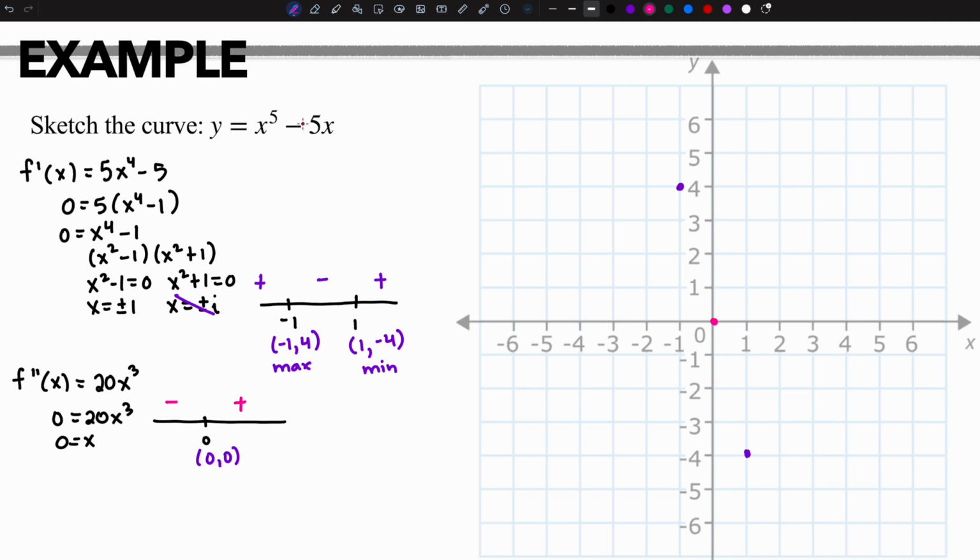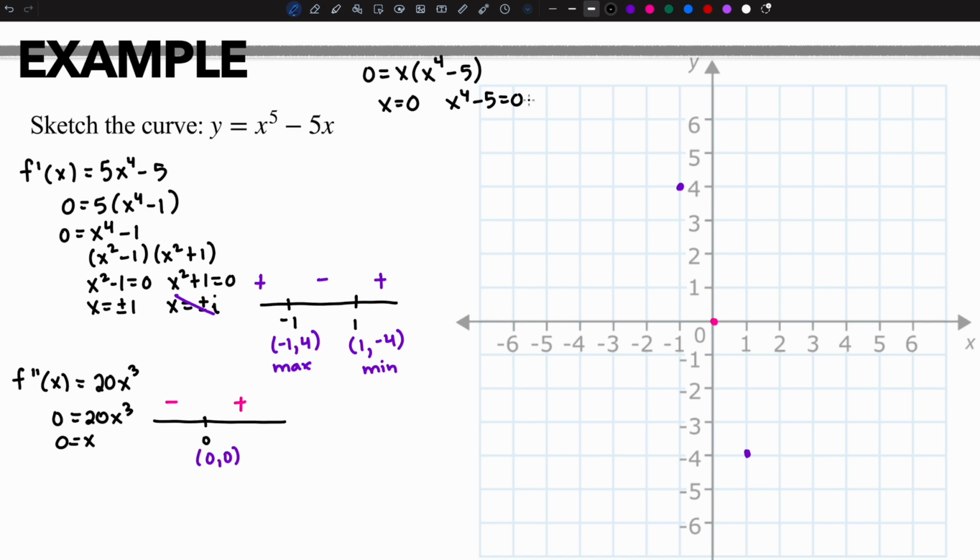The other thing we can do is find where it crosses the y-axis, which we actually just found, because that's 0, 0, and all the places it crosses the x-axis. To find the x-intercepts, sometimes you can find them, sometimes you may have to guess. If I take my original function and factor out an x, I'll be left with x to the fourth minus 5. So I'll be left with x equals 0. That is one of my x-intercepts. And the other is x to the fourth minus 5 equals 0.